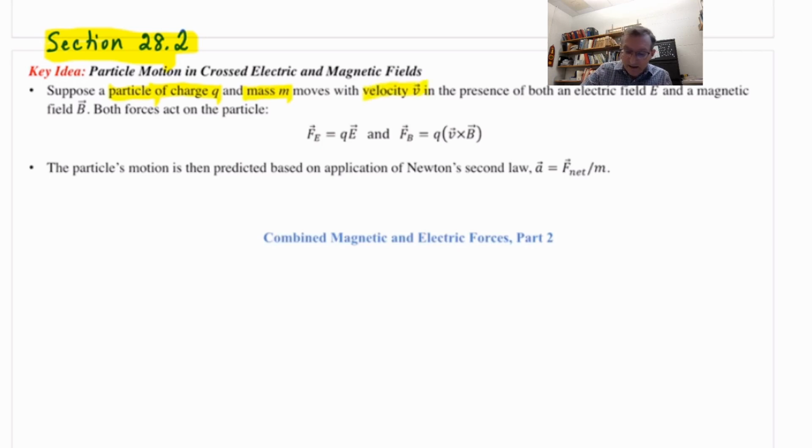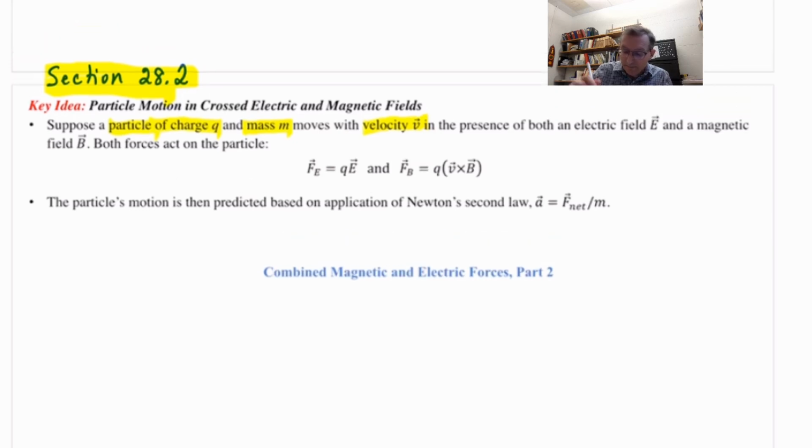And it is in the presence of both an electric field E arrow and a magnetic field B arrow. And again, one of the ways you can get the electric field is just put the particle between the plates of a charged parallel plate capacitor. Positive charge on one plate, negative charge on the other. You get a nice uniform electric field in the middle, pointing away from the positive plate towards the negative plate.